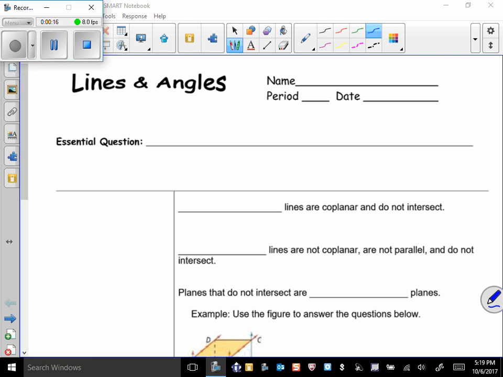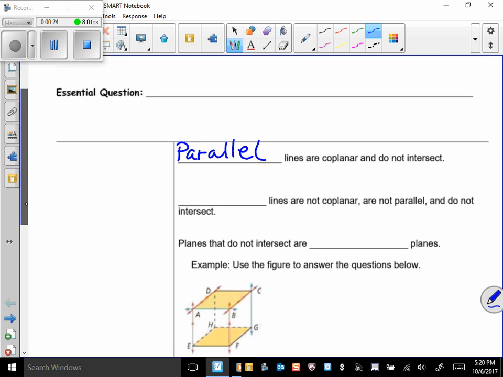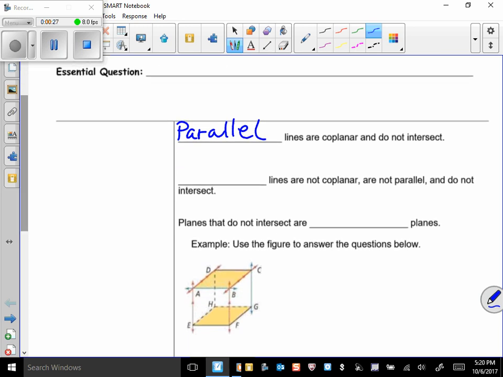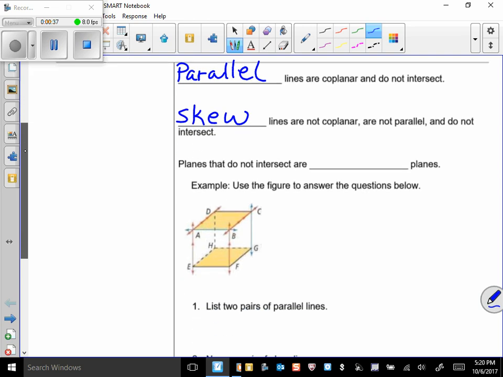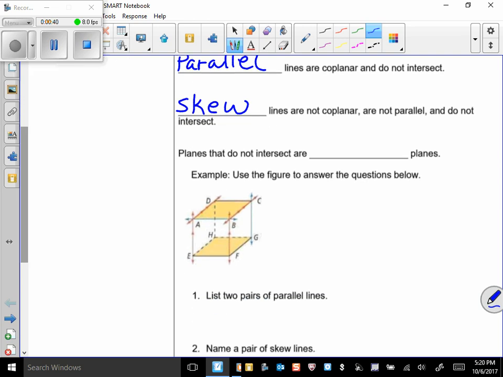What kind of lines are coplanar and do not intersect? Parallel. The key thing to remember is that for lines to be classified as parallel, they have to be coplanar. If we have lines that are not coplanar, not parallel, and do not intersect, we call those skew lines. We talked about that last week, and I think most of you were familiar with that term already. And if we have planes that do not intersect, then they would have to be parallel planes.